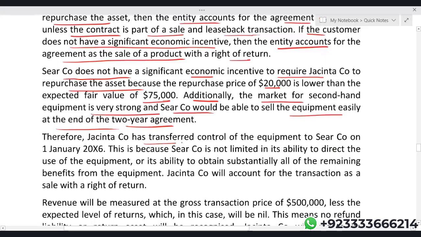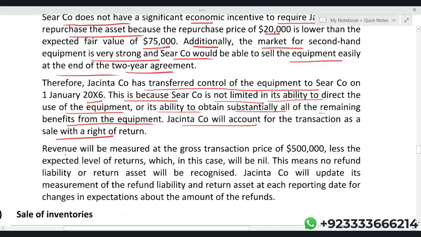Therefore, Jacinta company has transferred the control of equipment to Sierra company on January 6. This is because Sierra company is not limited in its ability to direct the use of the equipment or its ability to obtain substantially all the remaining benefit from the equipment. Jacinta will account for the transaction as a sale with a right of return. Okay, now look at this.